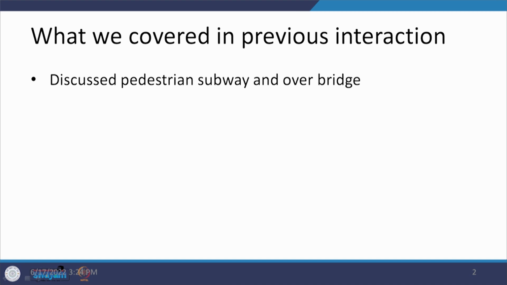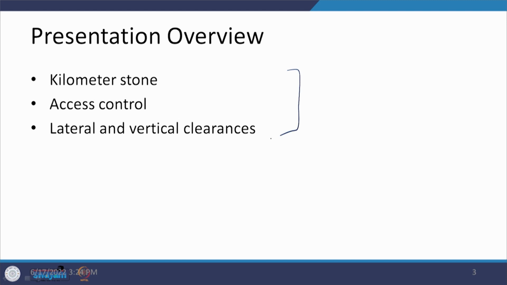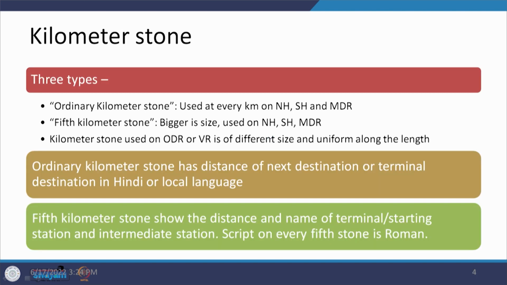What we discussed in the previous interaction was related to the pedestrian facilities, in terms of subways and overbridges. During the course of discussion under the various modules, we said that there are a few elements which we are going to discuss towards the end of this course, and they are these three: the kilometer stone, the access control, and the lateral and vertical clearances. So, today we are going to discuss these three things one by one. Let us start with the kilometer stone.